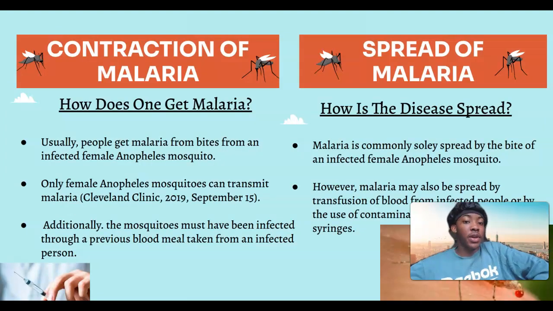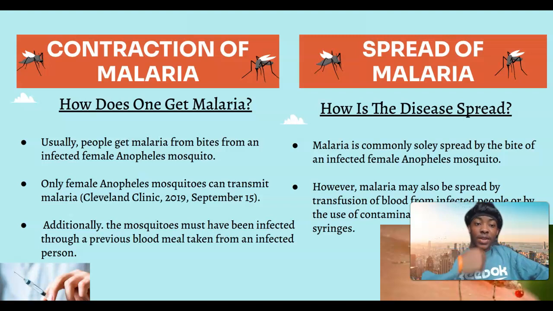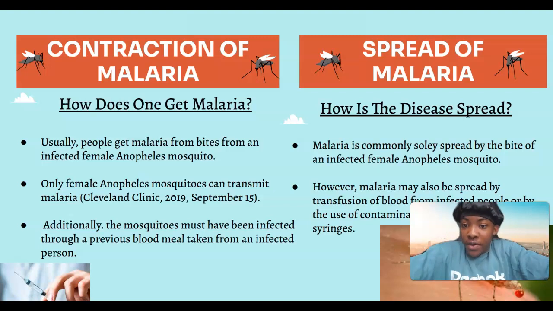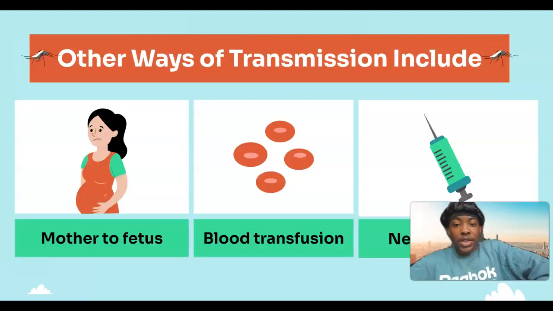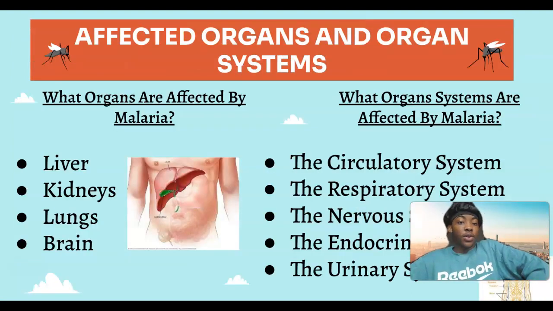So the contraction and spread of malaria. How does one get malaria? It's usually through the bites of female Anopheles mosquitoes. It's mainly spread by the bite of an infected female Anopheles mosquito, but it can also be spread by blood from infected people or using contaminated or dirty needles. It can also be spread from mother to fetus as well.